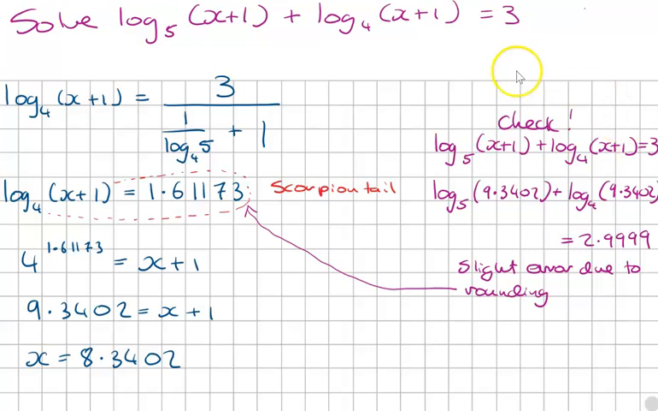So we can check. We write out our logs again. So we have log base 5 of x plus 1 plus log base 4 of x plus 1. So x plus 1 is going to be 9.3402, because 8.3402 plus 1 gives us 9.3402. That's why we've got 9.3402 inside both brackets. And that ends up equaling 2.9999, which is obviously very, very close to 3. So there is a slight error due to the rounding here.